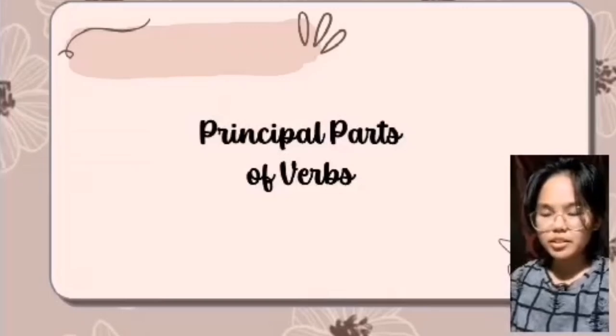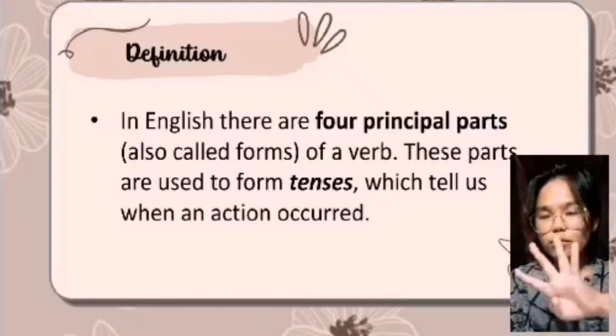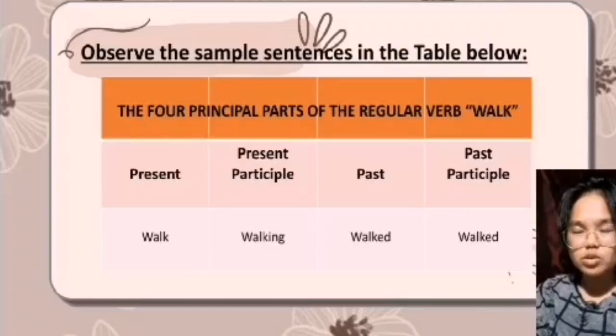So first, let me read the definition. In English, there are 4 principal parts, also called forms, of a verb. These parts are used to form tenses, which tell us when an action occurred. The 4 principal parts of verb are the present, present participle, past, and the past participle. So here's an example. Observe the sample sentences in the table below.